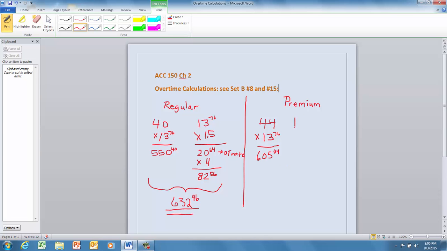Now I'm going to take his regular rate, only instead of multiplying it times time and a half, I'm just going to multiply it times the half. And I get $6.88. That's known as his overtime premium. Now I'm going to take that times how many overtime hours he worked, which is 4, and get $27.52.